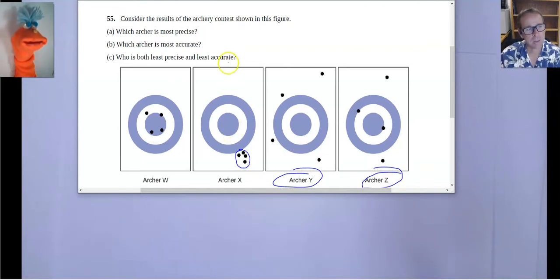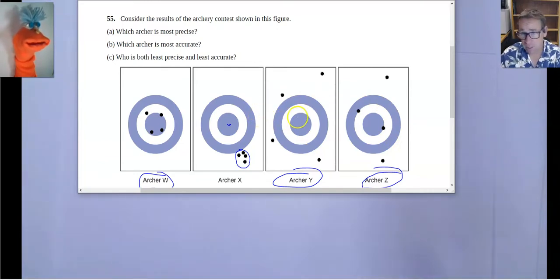That's right. But which is more accurate? That's the one that has it right in the middle, right? And so W is more accurate here because it's closer to the middle. All right? Which is both least precise and least accurate? Is it Y or Z? I don't know. Probably Y because Z got some on the target. Y got nothing on the target. Okay. So it's least precise.